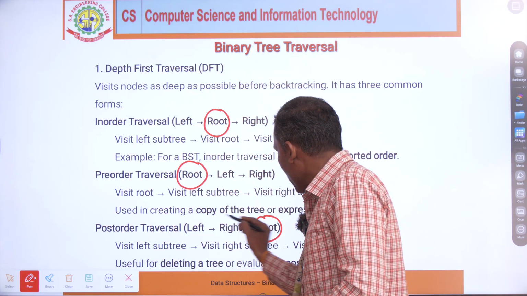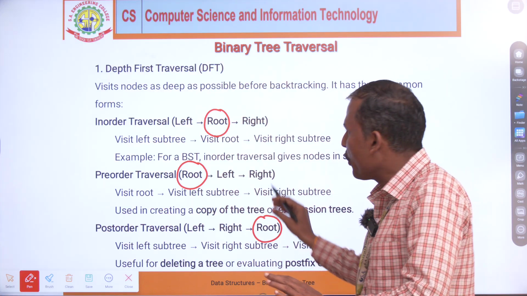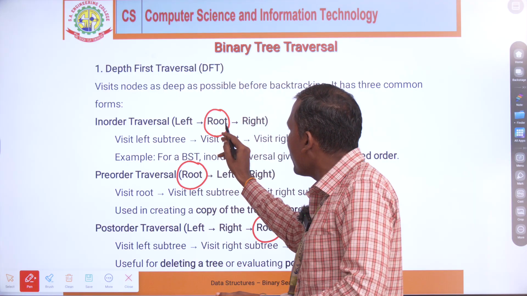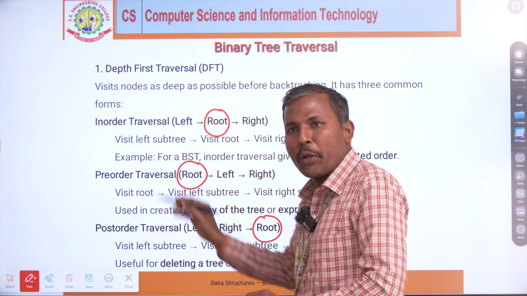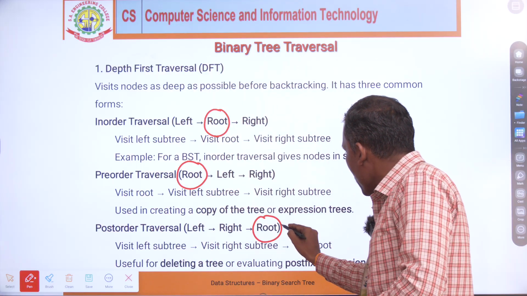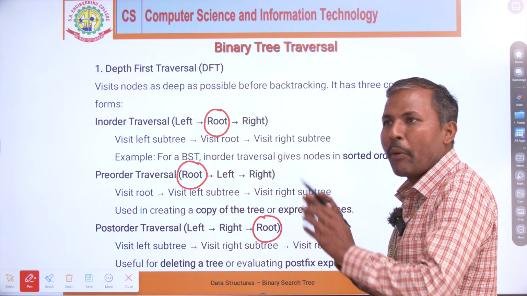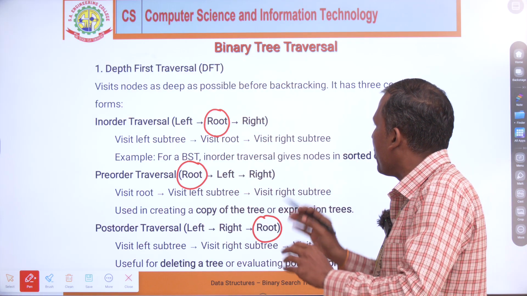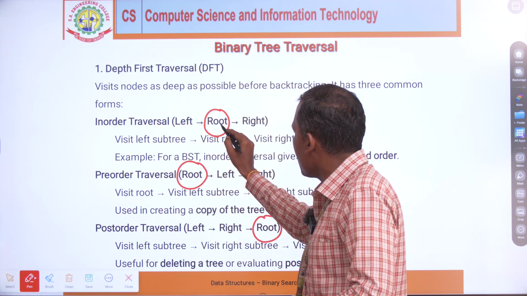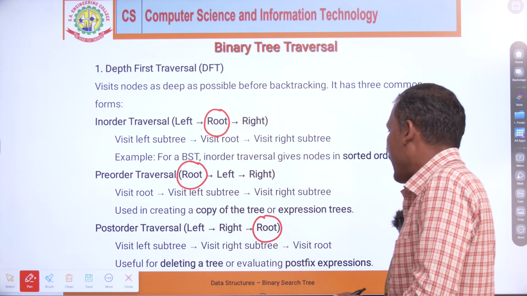So your key element is root. If root occupies the middle position, I call it in-order. If root comes first, we call it pre-order. If root comes last, we call it post-order. So we will not forget this anymore. Always remember: in-order traversal, root comes in the middle. Pre-order, root comes before. Post-order, root comes at the end.